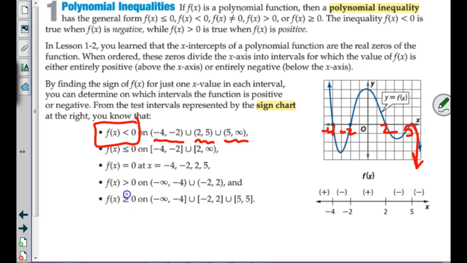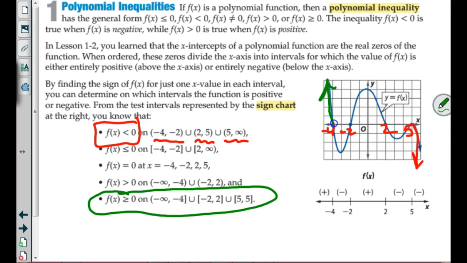If it asks where it was maybe greater than or equal to 0, okay, you would say to the left of -4, which would be written like this. And because of the or equal to, you'd use a square bracket. Then from -2 to +2, it's also above or greater than. And because it said or equal to, you use a square bracket. And then because of the or equal to, it's actually at 5, it hits 0. So they just said 5 to 5 here. There's not one like that on the quiz.